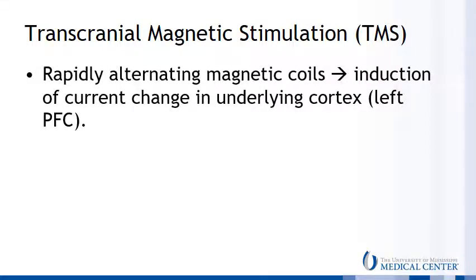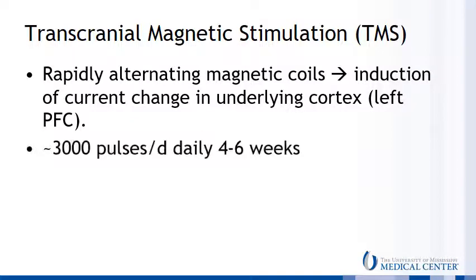A more recently developed treatment is transcranial magnetic stimulation, or TMS. This technique uses small electromagnetic coils about the strength of a typical MRI placed on or near the scalp, usually over the left prefrontal cortex. By rapidly alternating the polarity of the magnetic coils, a small current is generated in the cortex by induction. Treatment is typically about 3,000 pulses per day, applied daily for 4 to 6 weeks.